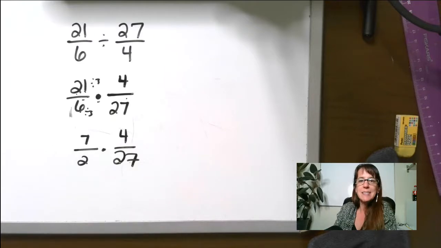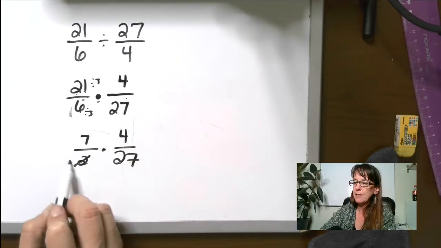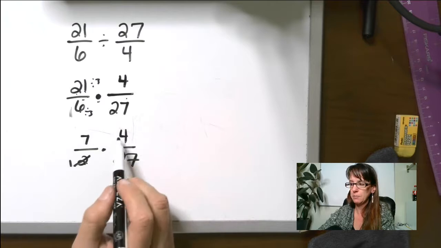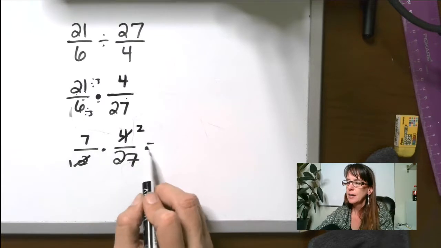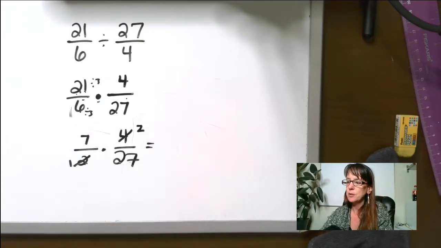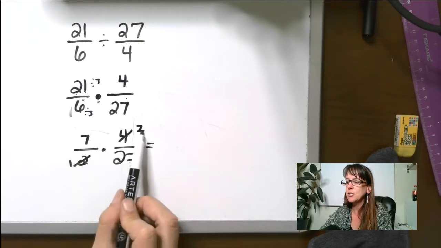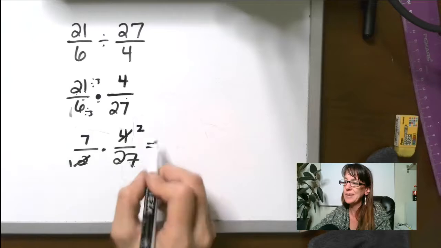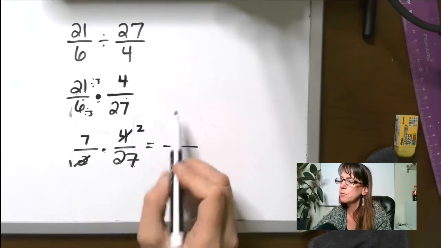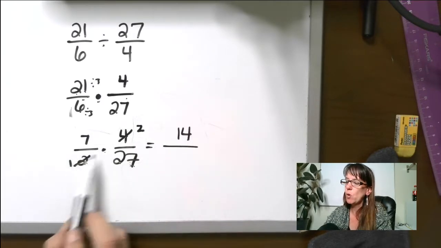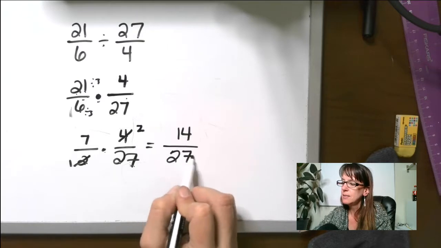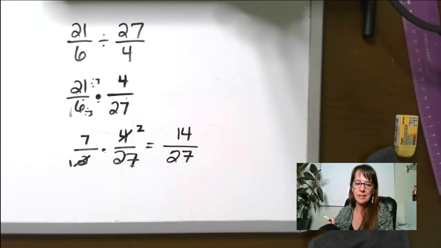Now I'm going to cross cancel again. If I divide this by 2, I have to divide something else by 2 up top, right? Divide this by 2, I get 2. So now what I have is 7 times 2, and 7 and 2 are prime numbers, and they don't go into 27, so I think I'm done. 7 times 2 is 14. On the bottom, 1 times 27 is 27. So that is your final answer.